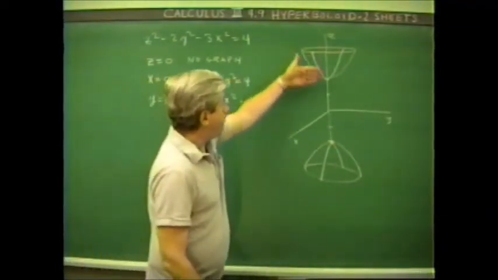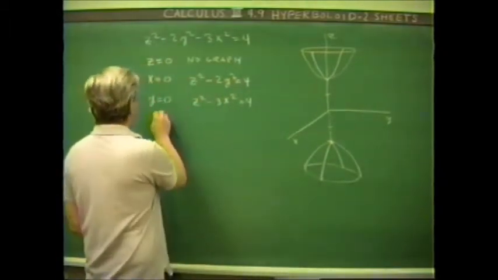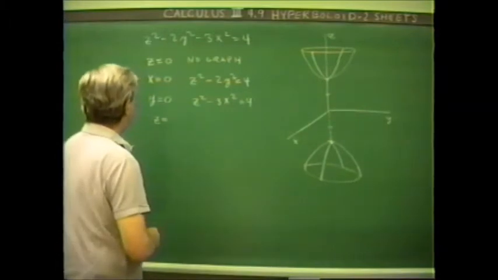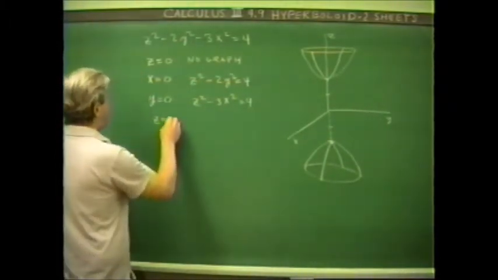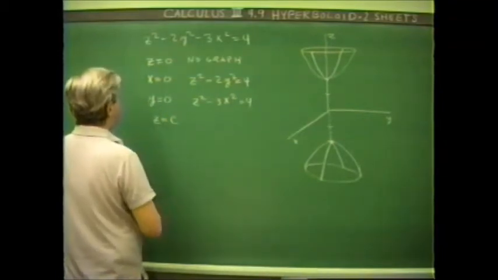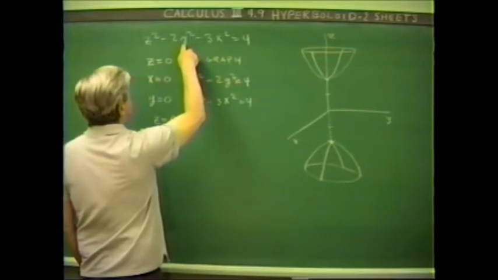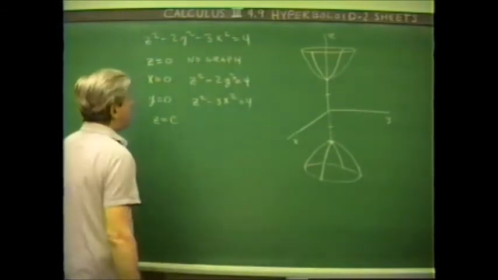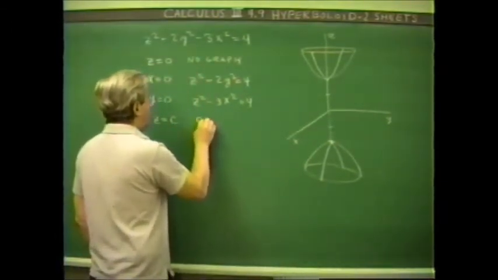Where the cross sections here are hyperbolas. And now if we pick a particular z equals a constant, if the constant is large enough, then we're going to get a negative number here, and we're going to get something that looks like 2y squared plus 3x squared is equal to a constant, and so these are going to be ellipses.